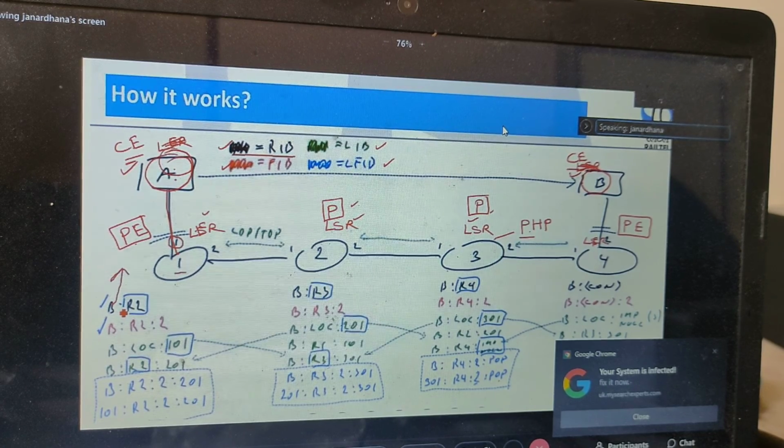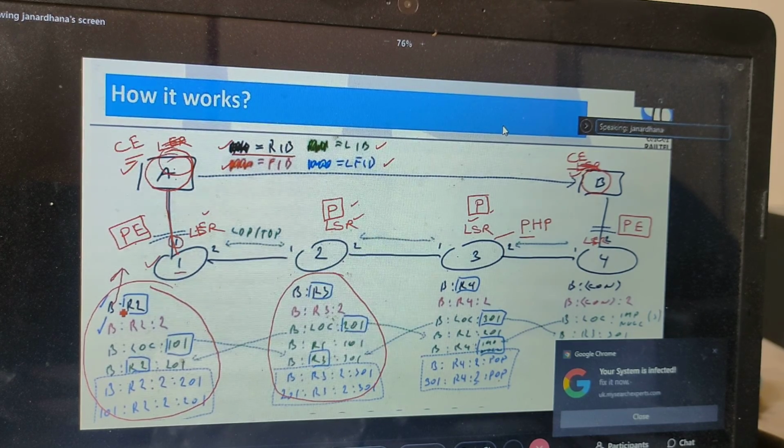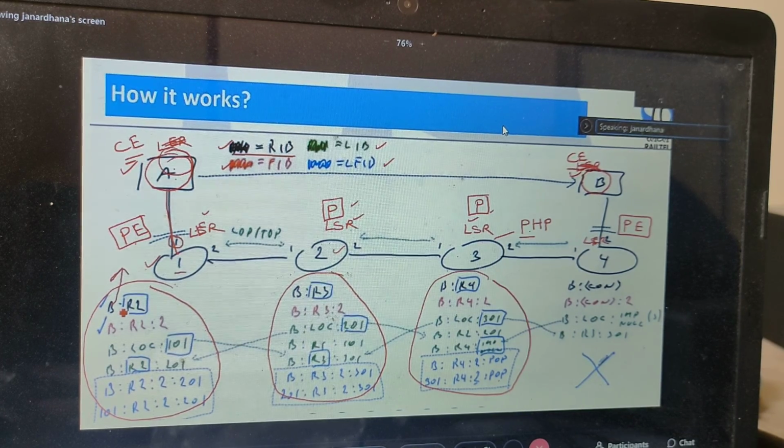Router A is connected to 1, 2, 3, 4 and 4 is connected to B. Let me make this clear. These are the tables of router number 1, these are the tables of router number 2, these are the tables pertaining to router number 3, and these are the tables pertaining to router number 4.